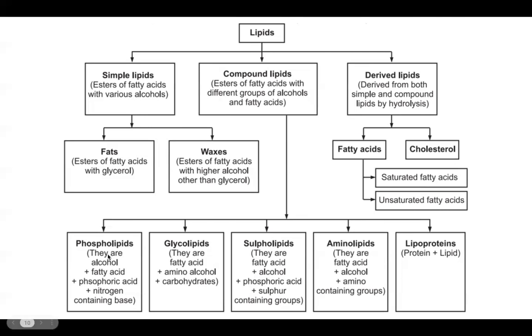Compound lipids, for example, phospholipids, are alcohol and fatty acids, phosphoric acid plus nitrogen containing base. They form phospholipids. Glycolipids, when the fatty acids bind with amino alcohol and carbohydrates. Aminolipids, they bind with fatty acids, alcohol, and amino containing groups. And the lipoproteins, when the proteins bind with lipids.